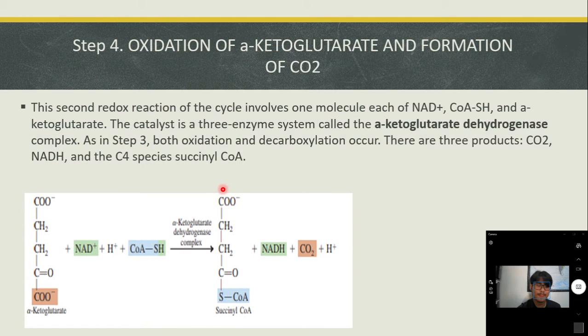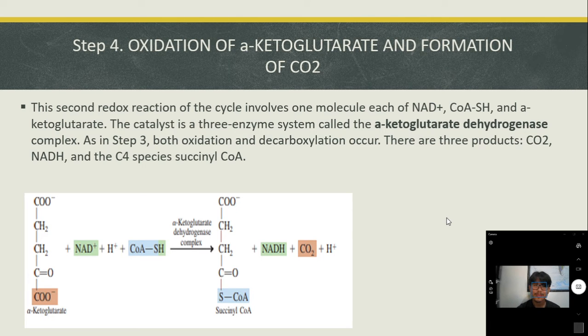So step 4 is the oxidation of alpha ketoglutarate and the formation of carbon dioxide. This second redox reaction of the cycle involves one molecule each of NAD+, CoA-SH, and alpha ketoglutarate. The catalyst is a 3-enzyme complex called alpha ketoglutarate dehydrogenase. This is the enzyme that catalyzes it. Both oxidation and decarboxylation occur. There are 3 products: the carbon dioxide, the NADH, and the 4-carbon species succinyl coenzyme A, succinyl-CoA.